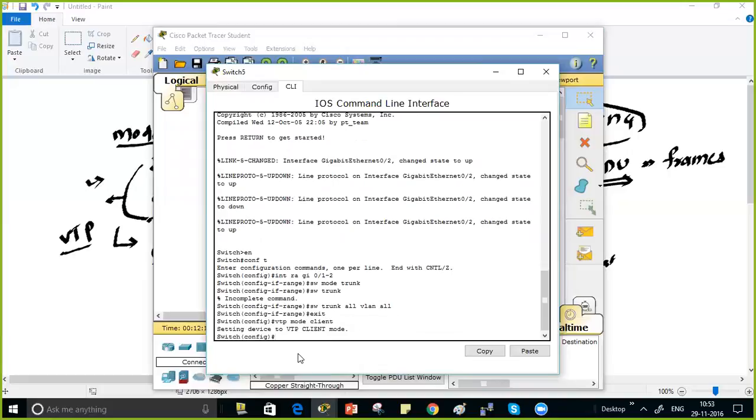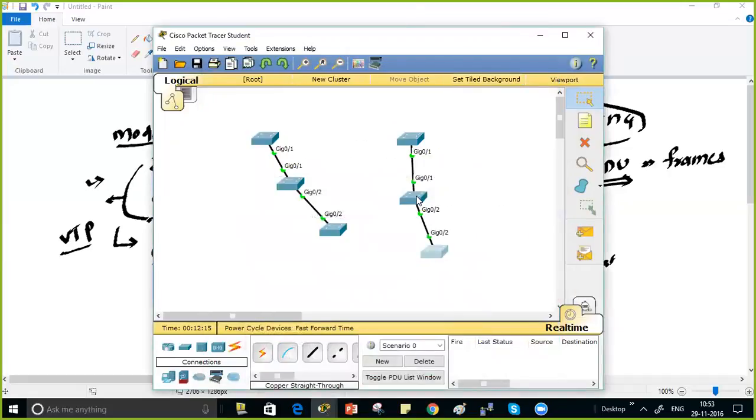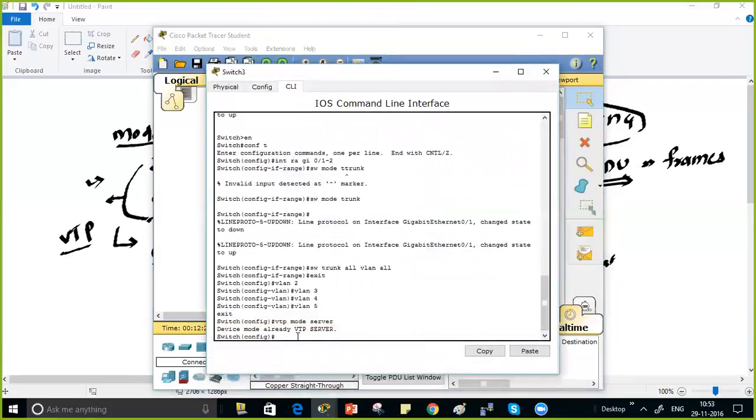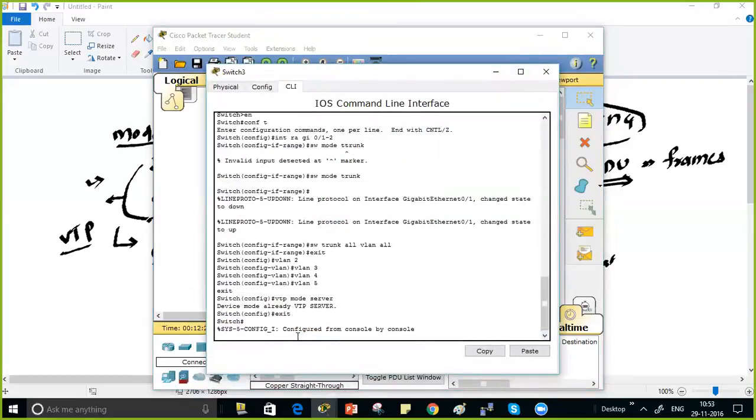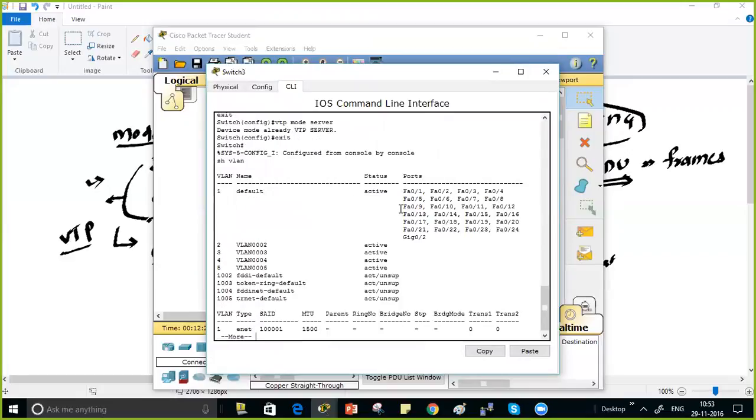Did I configure any VLANs in these two switches? No. Here I have configured VLANs, right? Yes. Show VLAN. It shows VLAN 2, VLAN 3, VLAN 4, VLAN 5.